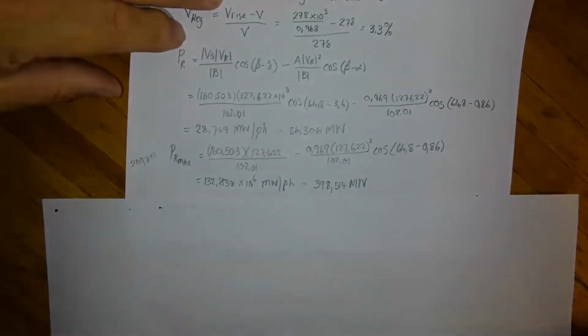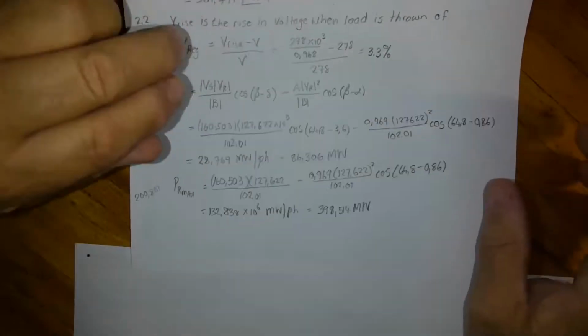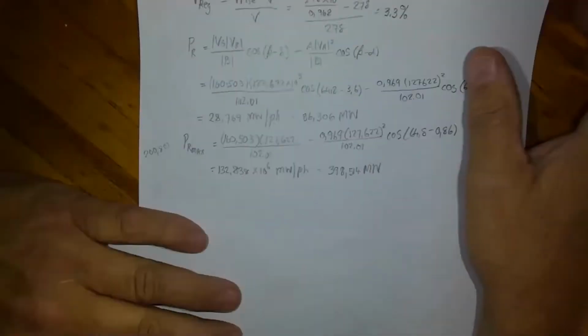And the maximum again is when beta is equal to delta. And then it becomes 132.838 megawatt per phase. All right, this is not megawatt, this is watts now. And that gives us 398.514 megawatt. And that's basically how all these problems work.